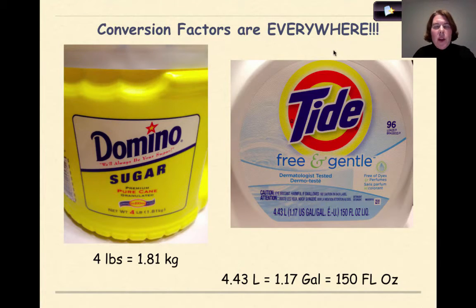Conversion factors are everywhere. If you were to look at the things that are in your kitchen, you'd realize that a lot of them have conversion factors right on them. So I took this picture of this Domino sugar that's in my house, and it says 4 pounds is equal to 1.81 kilograms, and we see that right on the label. Or here, this Tide Free and Gentle laundry detergent. Here, they give you a whole bunch of different conversions. 4.43 liters is equal to 1.17 gallons, which is equal to 150 fluid ounces. So you can find conversion factors in a lot of different places.